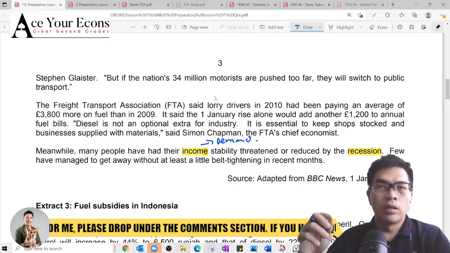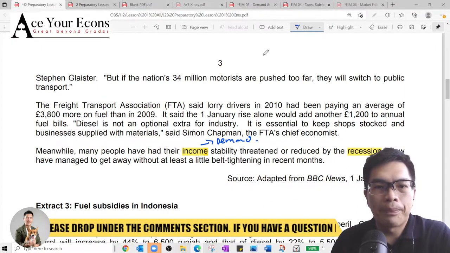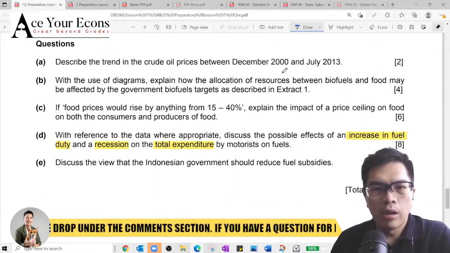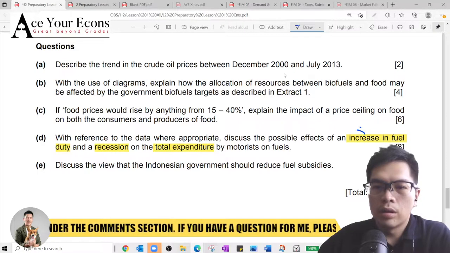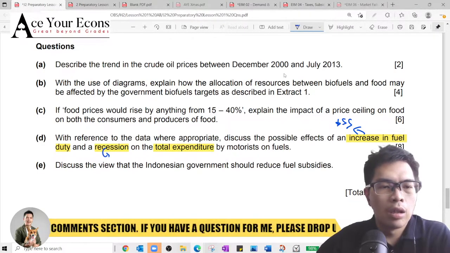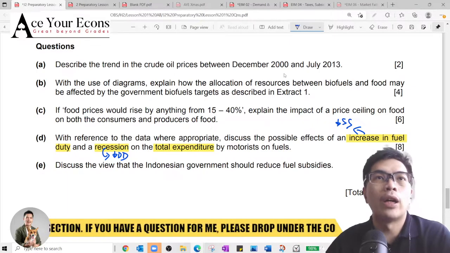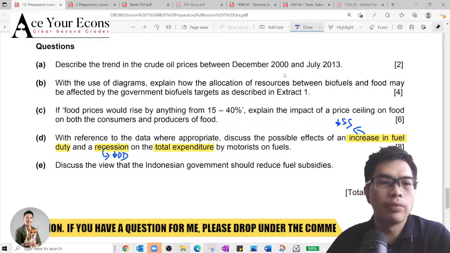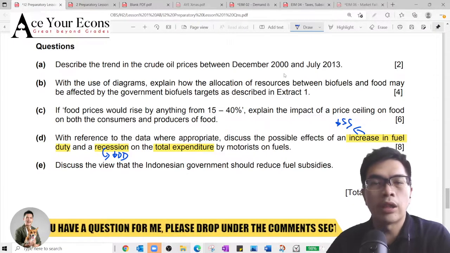So before you even pen down, this is how you want to construct your outline. If you look at your question, you can actually scribble here. So this will lead to a fall in supply. Fall in demand. And then after that, you can expand your outline. A lot of the students will be doing scribbling like that. Is everyone good so far?